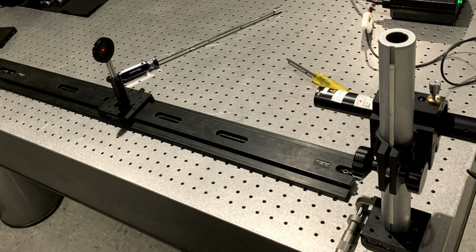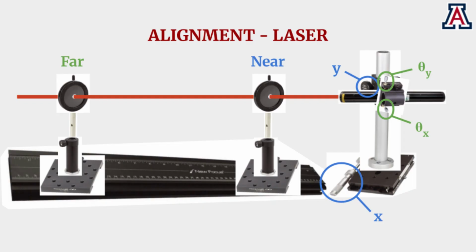Before assembly, each component required alignment. We first aligned the laser by adjusting for near and far views with a pinhole along the rail. X and Y translations would be adjusted at the near, and the tip and tilt would be adjusted at the far until the beam traveled cleanly through both ends.